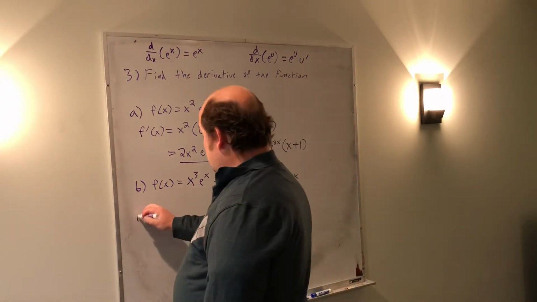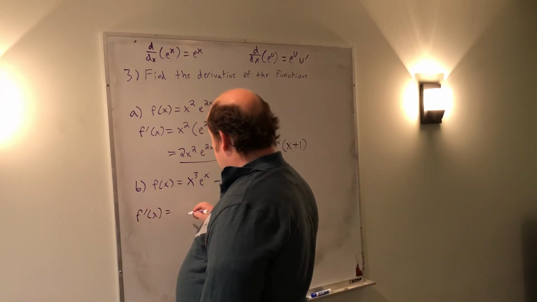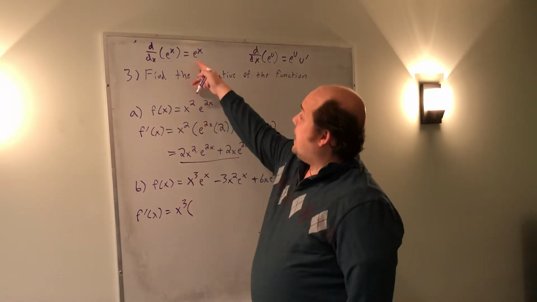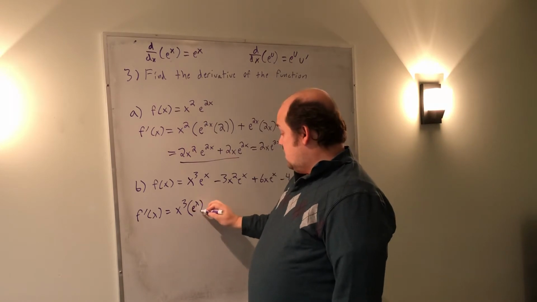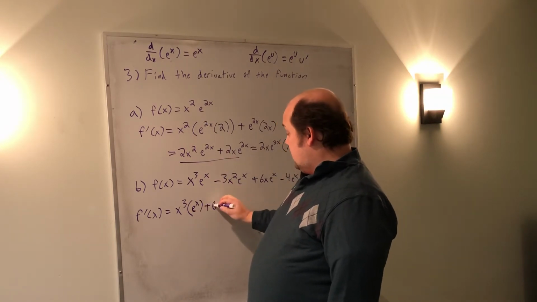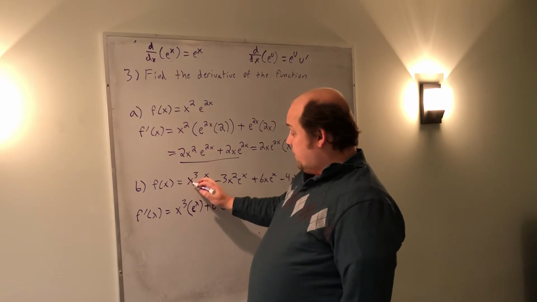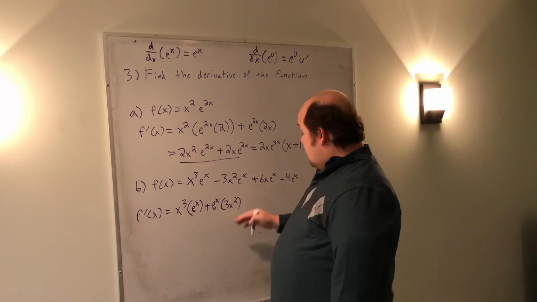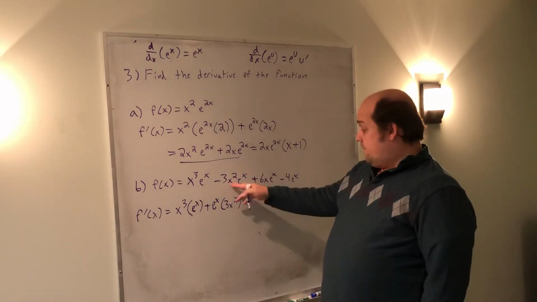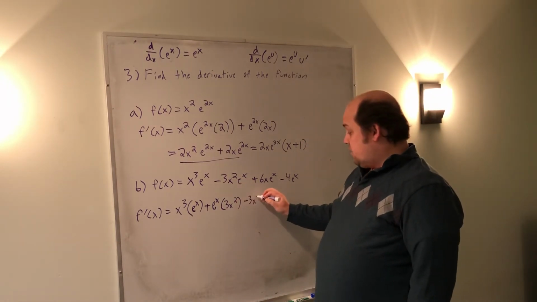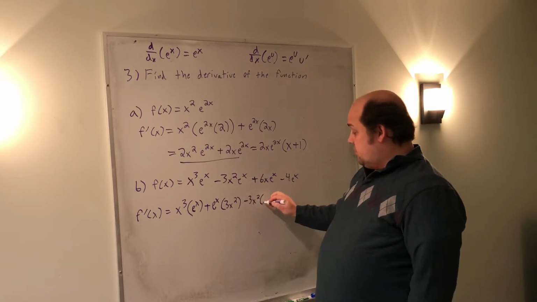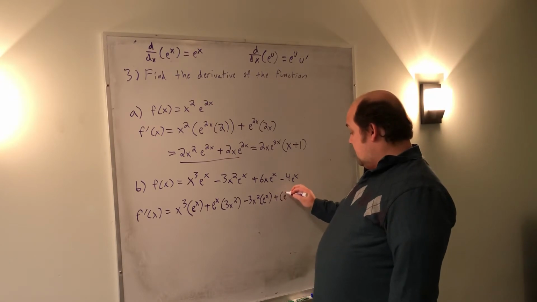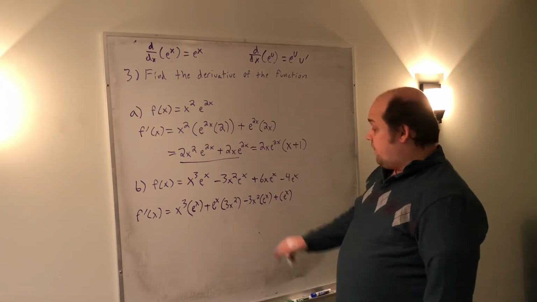I do first, so I'm going to label it f prime of x. First is x cubed times derivative of second. Derivative of e to the x is e to the x. Plus second, e to the x, times derivative of first. Derivative of x cubed is 3x squared. Now to the next term. First, negative 3x squared times derivative of second. Derivative of e to the x is e to the x. Plus second, e to the x, times derivative of first.